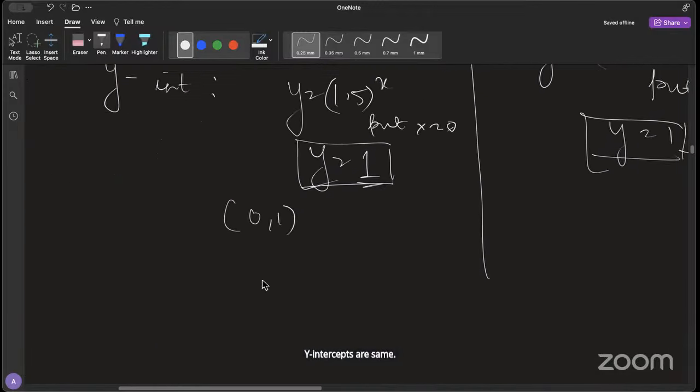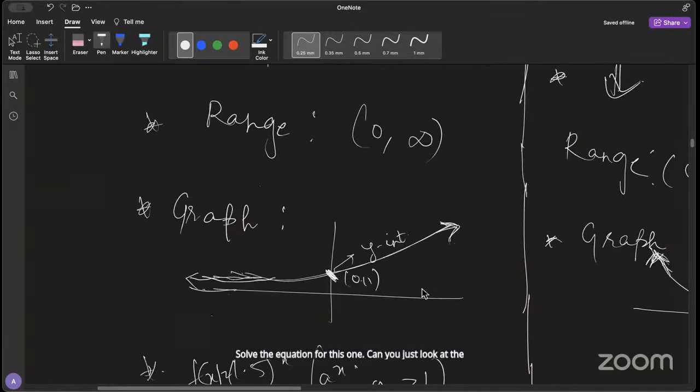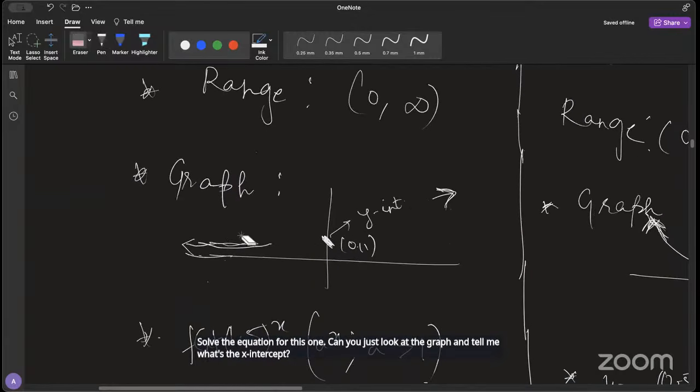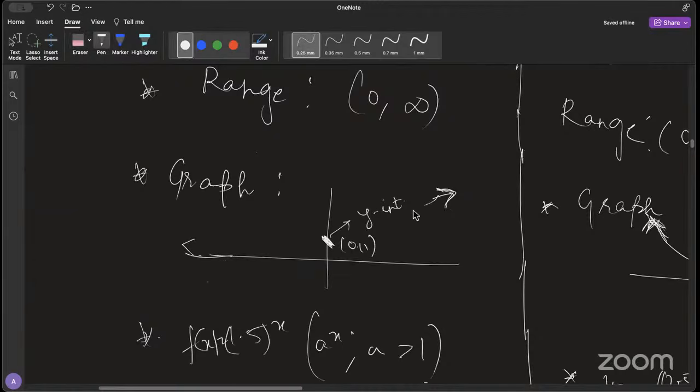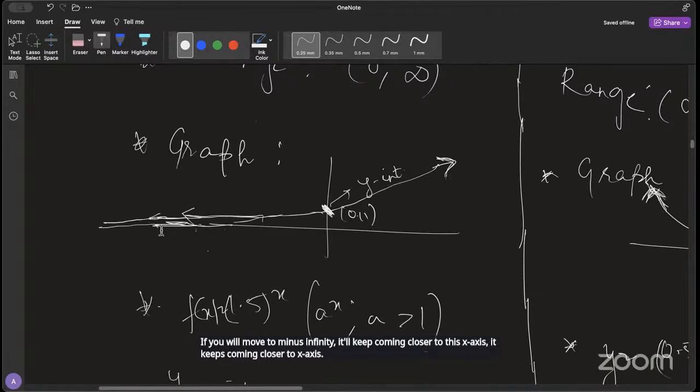The y-intercepts are the same. Then we have the x-intercept, although you don't need to solve an equation for this one. Can you just look at the graph and tell me what's the x-intercept? No x-intercept. Minus infinity is not a number. Minus infinity is a limit, so it cannot be an x-intercept. Do you see this graph cutting the x-axis anywhere? If you move to minus infinity, it keeps coming closer to the x-axis, but it never touches it. That means you don't have an x-intercept here.